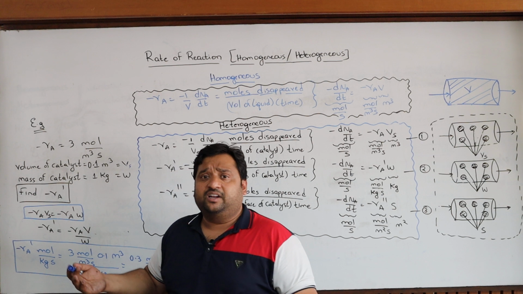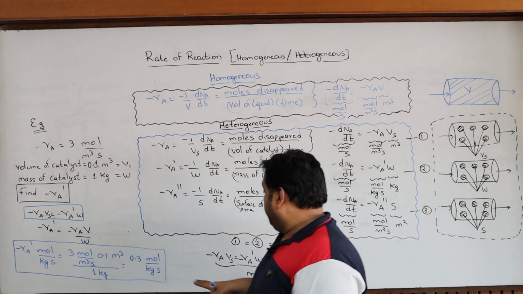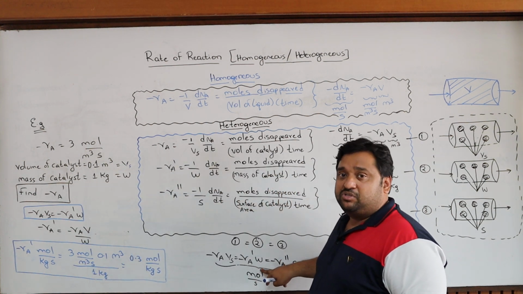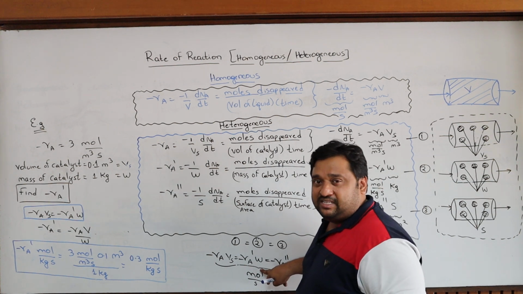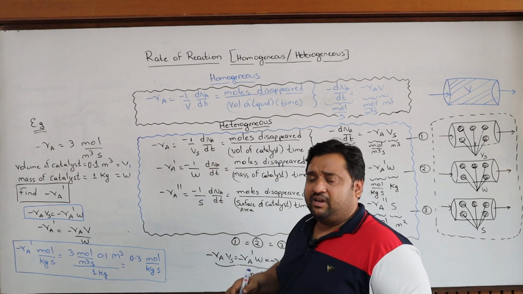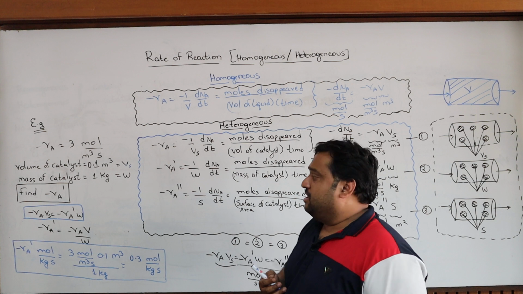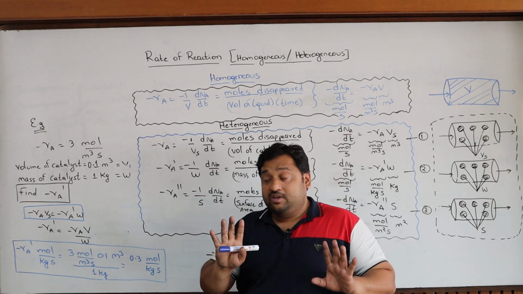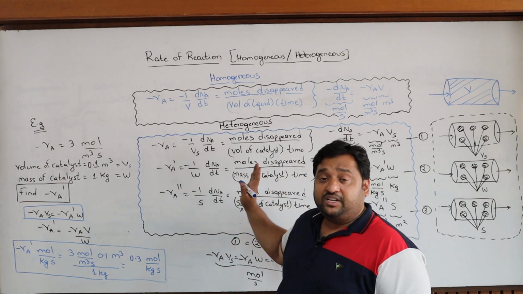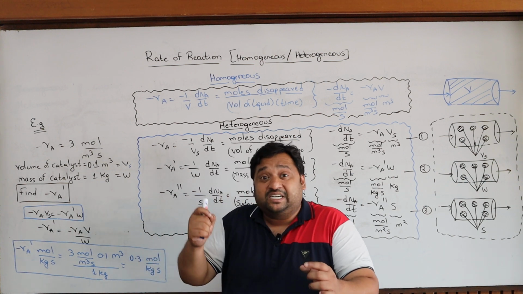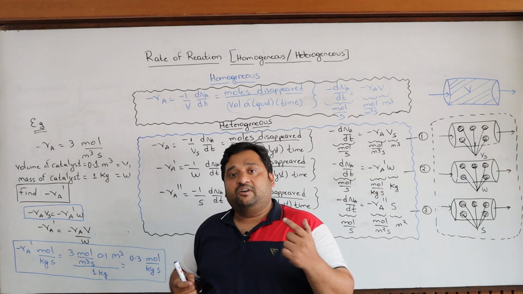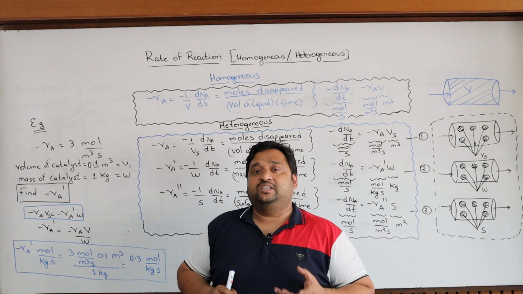There are other, more complicated expressions, and inside these people have used bulk densities and normal densities. Later on you are going to learn what all those things are. First of all, it is a very simple lecture on representation of rate for homogeneous as well as heterogeneous systems.